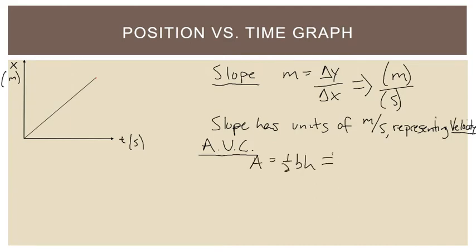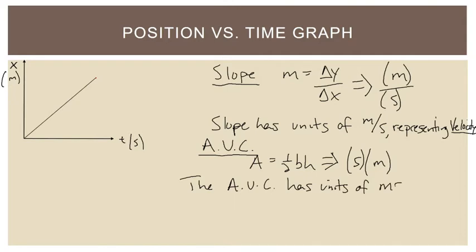And I hope it's clear to everybody that 1/2 is a number. It has no units. So all we're really concerned about are the units for the base and the unit for the height. And so the base of this triangle over here has units of seconds. And the height of this triangle over here has units of meters. And so the area under the curve, or I'm going to write the AUC, has units of meter seconds.